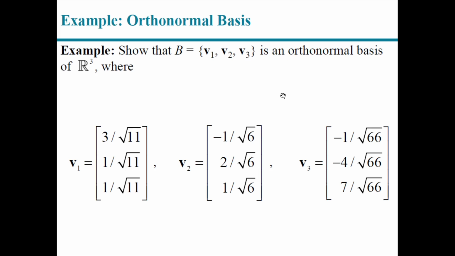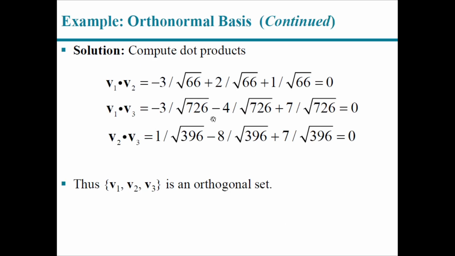Okay. But what is orthogonal basis? That's a basis where each two vectors are orthogonal to each other. So what I need to check first is if I do the dot product of each two vectors, I should get 0 because they're supposed to be orthogonal. Second step is to check if the norm of these vectors is 1. So let's see what's going on.